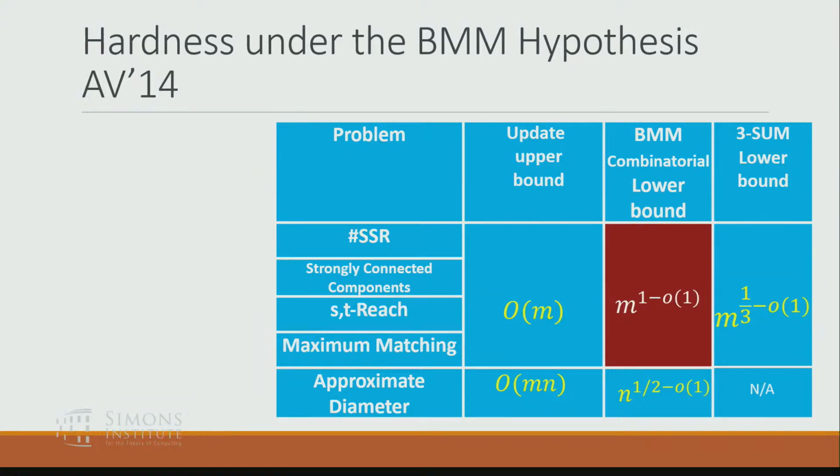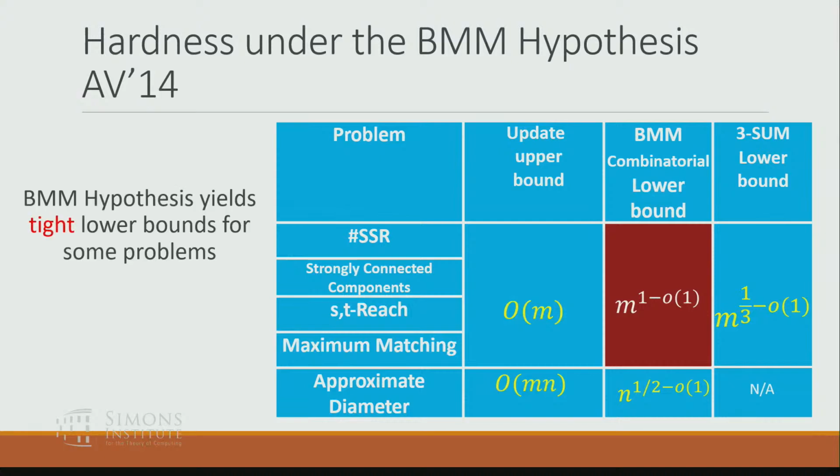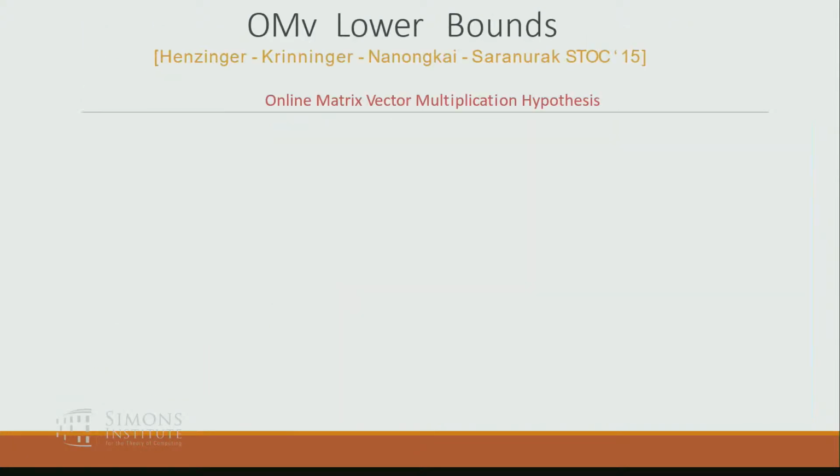For approximate diameter, this was not mn. We were able to get a square root of n lower bound. It's still not very satisfying, because maybe I can use matrix multiplication, so what? So it gives a tight lower bound for some problems, but it's only for combinatorial algorithms. Because people were very unhappy with this combinatorial notion, a new problem was defined.